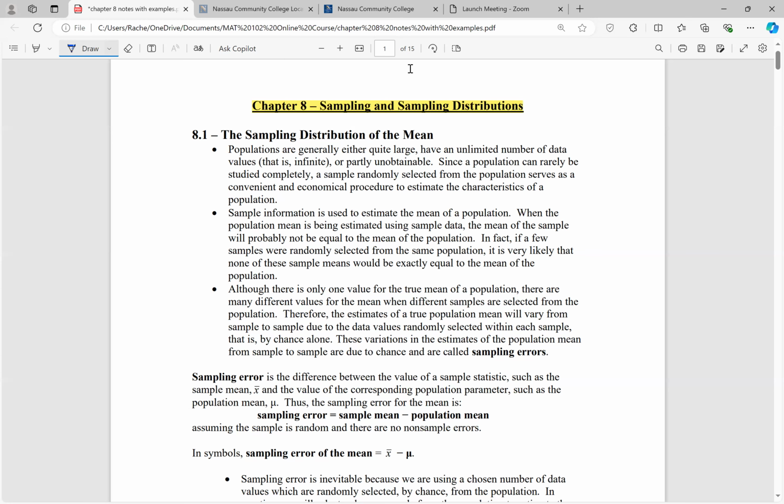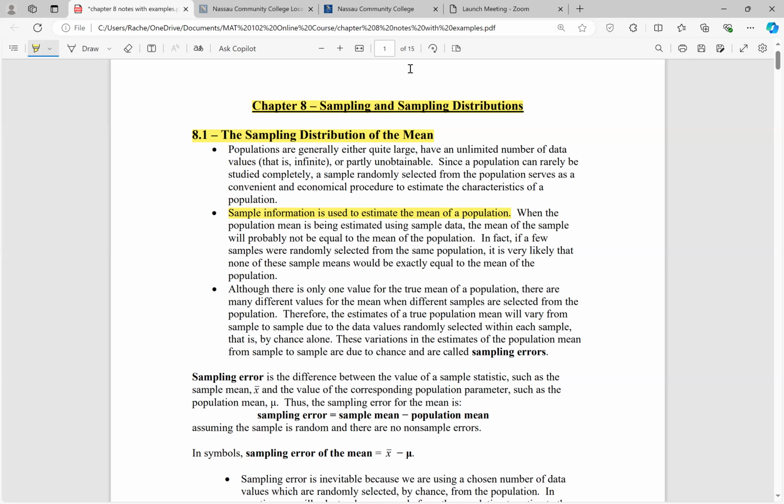So we said that realistically, we're not going to be able to get the information from an entire population or to study an entire population. But what we can do is we can take a sample from that population and start looking at the characteristics of the sample. And we're going to be able to use the information from the sample to start drawing conclusions about the population. But in this section, we're going to focus on how we can use sample information to estimate characteristics of a population, specifically the mean.